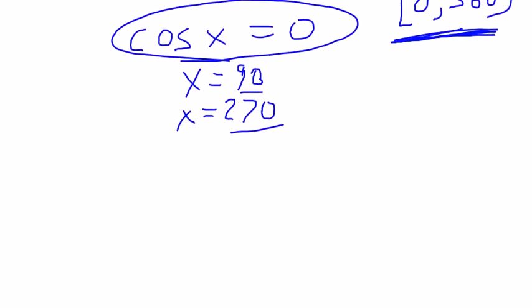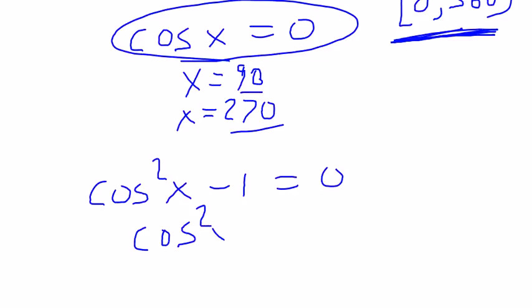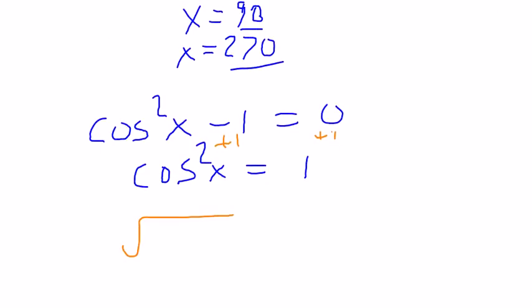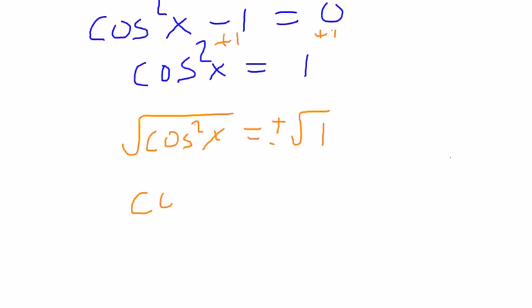Okay, the second one would be cosine squared of x minus 1 equals 0. This would mean that cosine squared of x equals 1 by adding 1 to both sides. Okay, and then I got to take the square root. So cosine squared of x equals the square root of 1. And when you do that, remember to add plus or minus whenever you take the square root. So this side becomes cosine of x. This side becomes plus or minus 1.